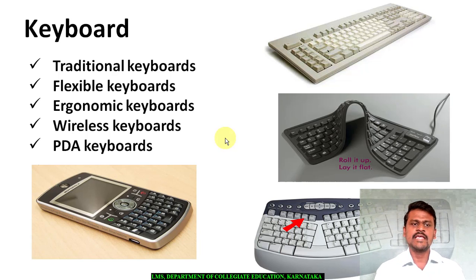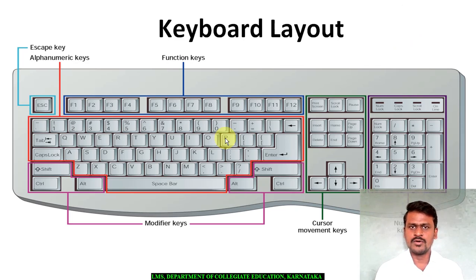Now we will move on to the next input device, or before going to the next input device, we will just see the layout of the keyboard. In the layout of the keyboard, it is divided into multiple sections like the alphanumeric section, function key section, numeric keypad section, cursor movement section, and modifier keys section. First we will go with the alphanumeric keys. You can see this box, the red line. Within this box, these are called the alphanumeric keys.